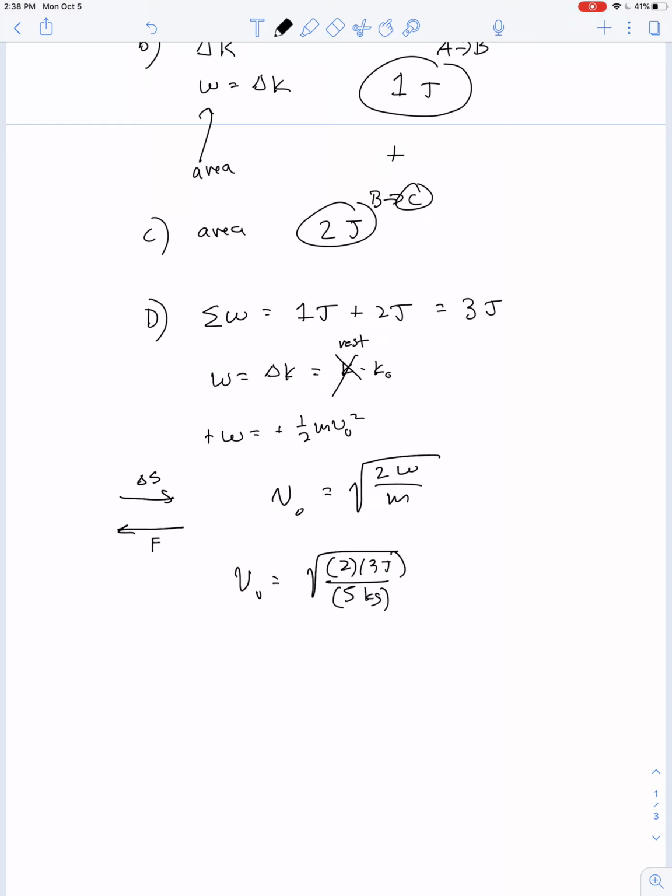Now I'll leave it up to you to prove dimensionally that the square root of a joule per kilogram is indeed a meter per second. In any case, this is the square root of 6 joules over 5 kilograms. So that's the square root of 1.2, which comes out to be about 1.1. Initial velocity, 1.1 meters per second.